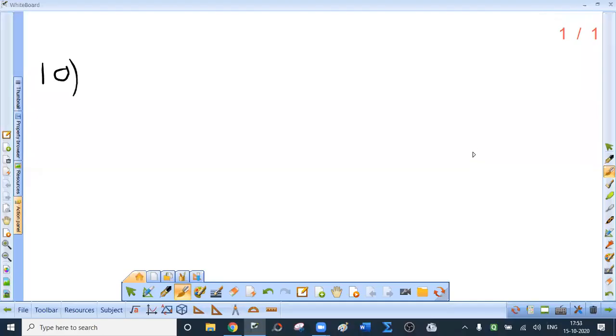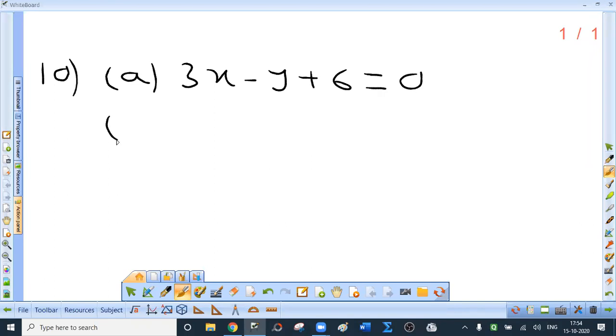Sum number 10. Obtain the new equations of the following loci if the origin is shifted to the point O dash (2, 2), the direction of axis remaining the same. Okay. See, first A part is for homework. I'll just give the answer. It is a simple one. It is 3x minus y plus 6 equal to 0. Okay. So A is for homework. We start with sum number B.